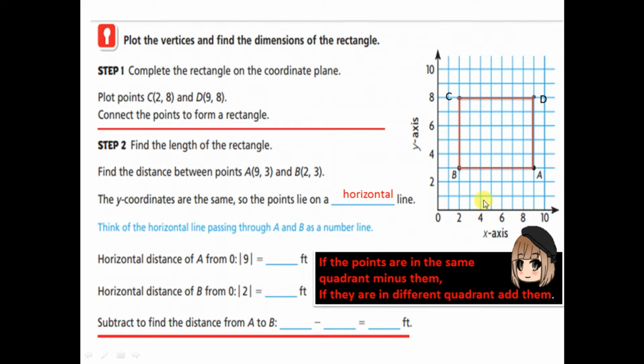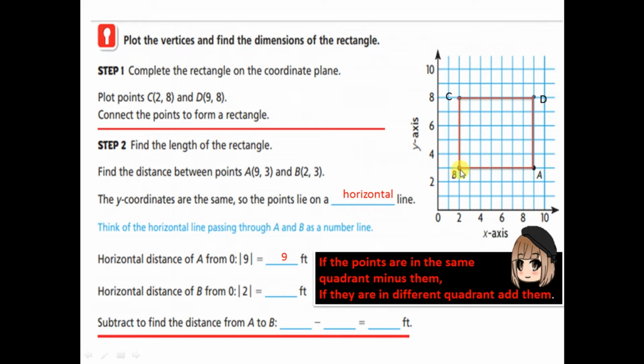So they are all in the same quadrant. If they are in the same quadrant, we minus them. So first, let's minus them. The first point here is A. A is at point 9. So I will put 9. And we always put the absolute value. I mean, I always need the positive number, not the negative number. So first, it is 9.